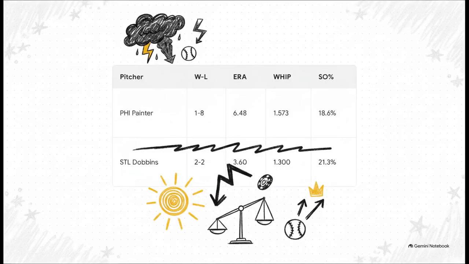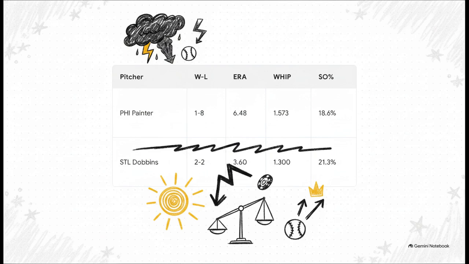Surface-level data would suggest this is a totally even coin toss of a baseball game. But look at the stark contrast hiding right underneath those perfectly matched team records. The Phillies are throwing Painter, who's been struggling immensely with a 1-8 record, a really ballooned 6.48 ERA, and an inflated WHIP of 1.573. He's just putting way too many opposing batters on base.